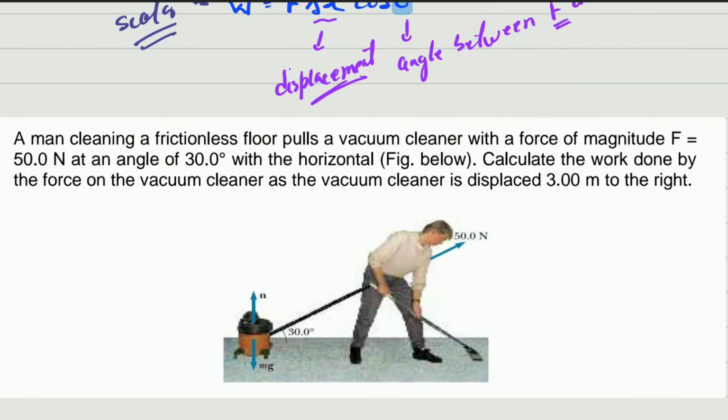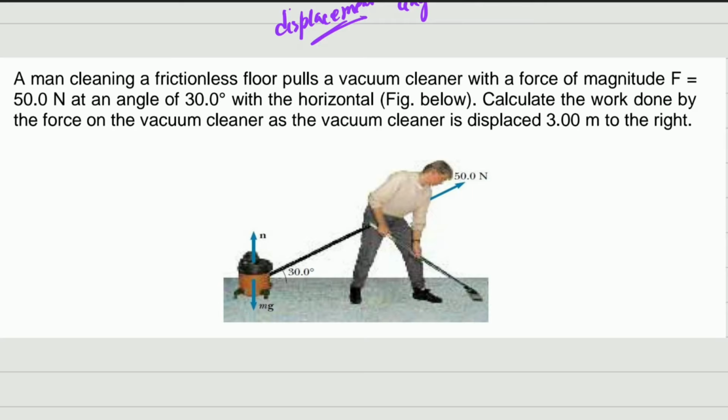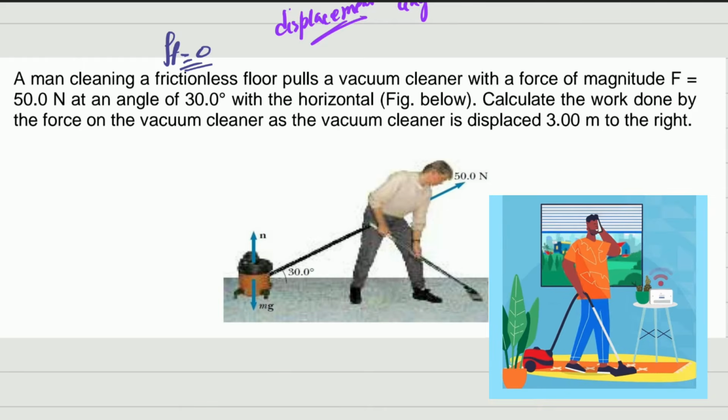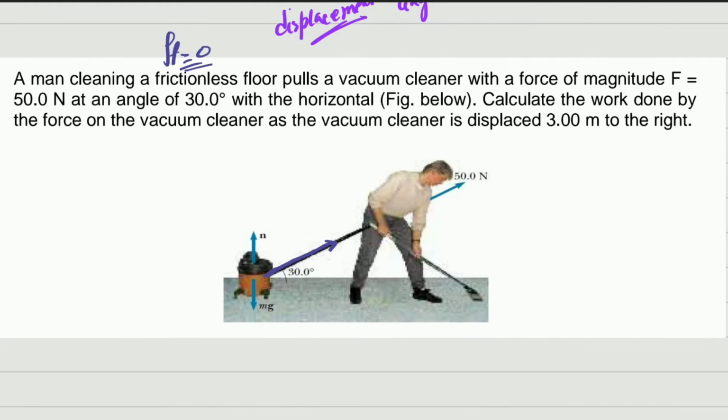Okay, so let's look at one example to understand this definition and how to do the calculation. This example is very simple: a man cleaning a frictionless floor. So in this specific floor, friction is equal to 0. There is no friction. He pulls a vacuum cleaner with a force of magnitude F, 50 newtons, at an angle of 30 degrees with the horizontal. As you can see here, this is the applied force, which is equal to 50 newtons.